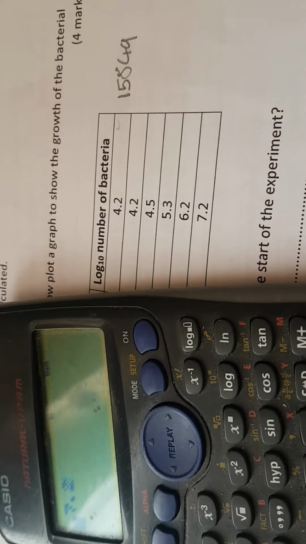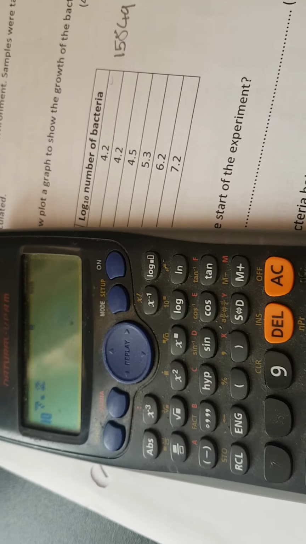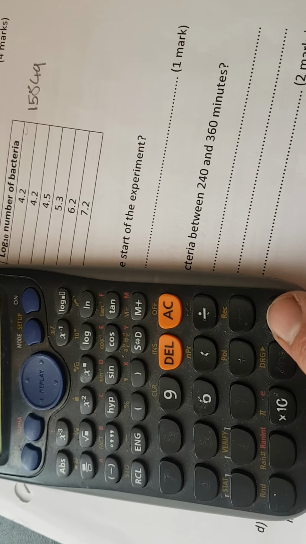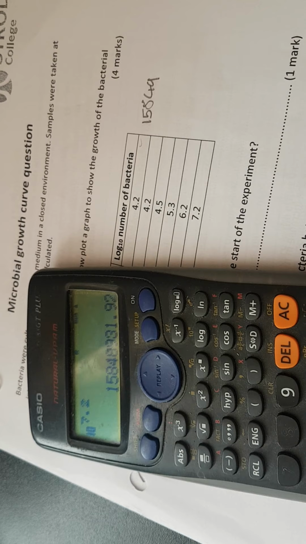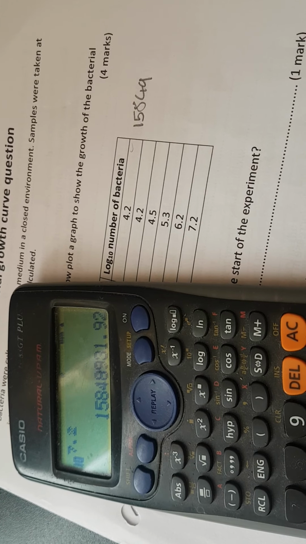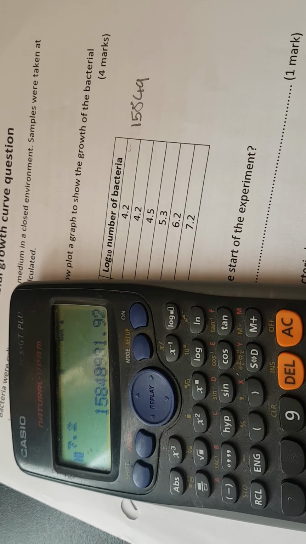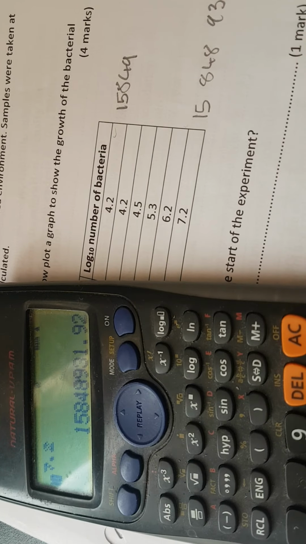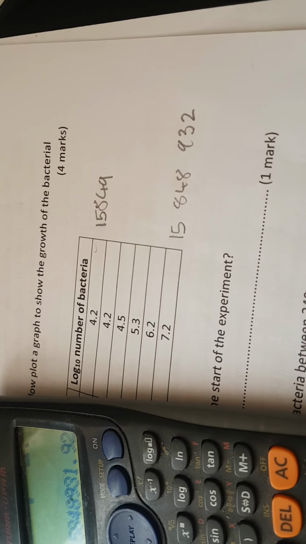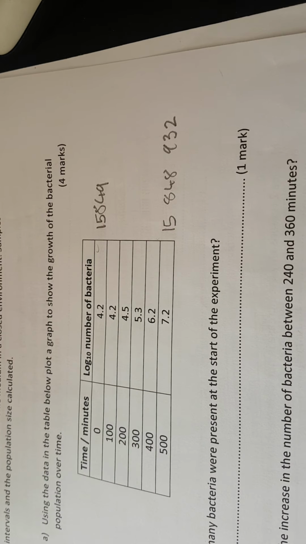Right, if I do the same just with the final row of the table, I've already put in the Shift log 7.2. Let's just press the equals, and that's what I get. Look at that. That's a massive number, 15 million, in fact 848,931. In fact 932 rounds to the nearest whole number. So let's just write in those two numbers only.